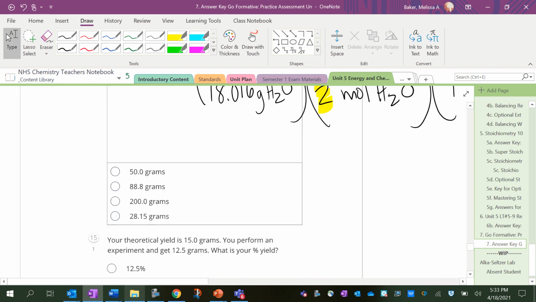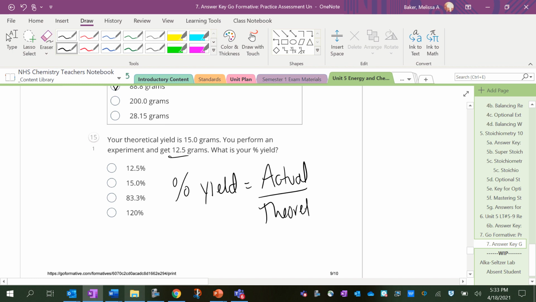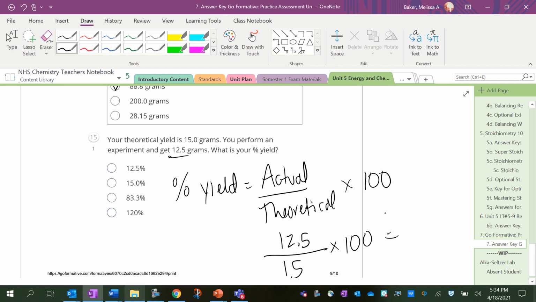Oh, good, that's a choice. Your theoretical yield is 15 grams. You perform an experiment and you get 12.5 grams. What is your percent yield? Well, percent yield is always your actual over your theoretical times 100. So that would be 12.5 divided by 15 times 100. So when I punch that into my calculator, 12.5 divided by 15 times 100, that's 83.3%.